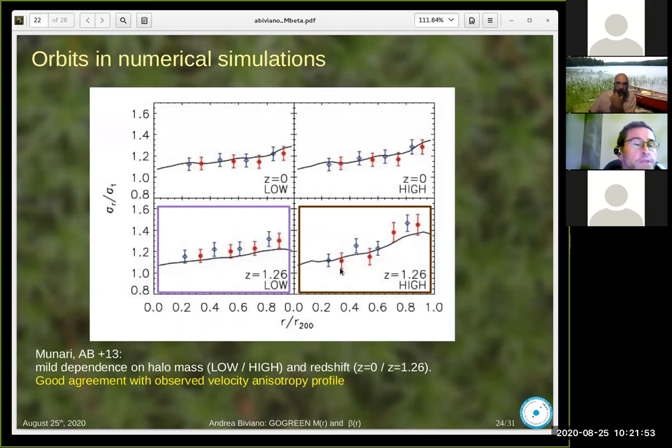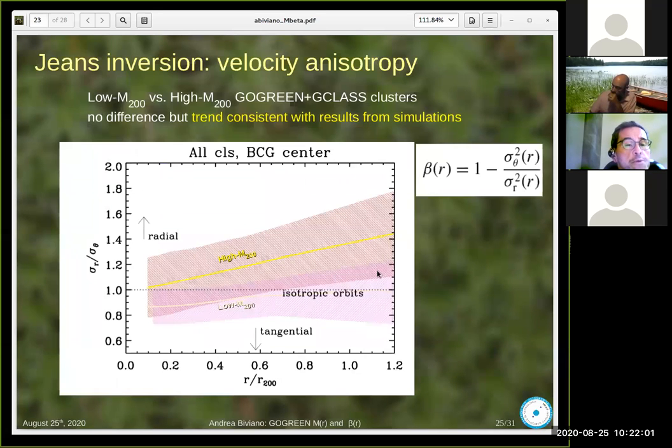What simulations predict is also that low mass clusters and high mass clusters have a slightly different velocity anisotropy profile, which we also do find here when we split the sample in high M200 and low M200 clusters. Although, of course, the error bars are now large enough that it's not significantly different. But at least we see the same trend. High mass clusters have more radial anisotropy.